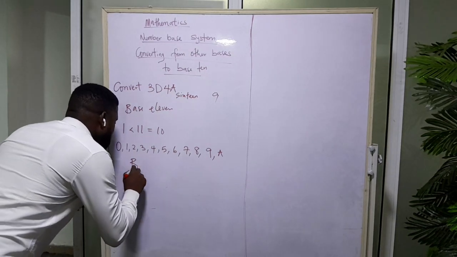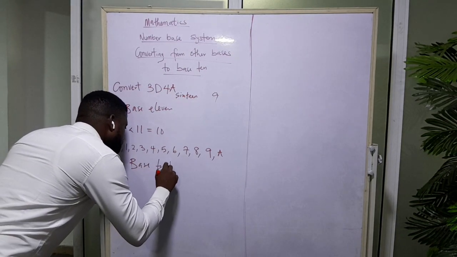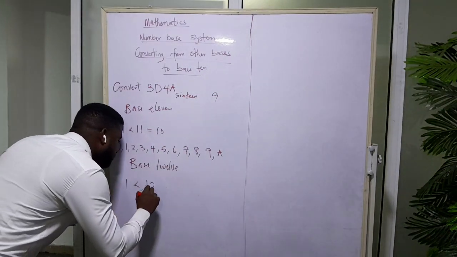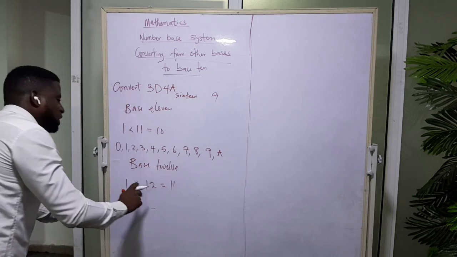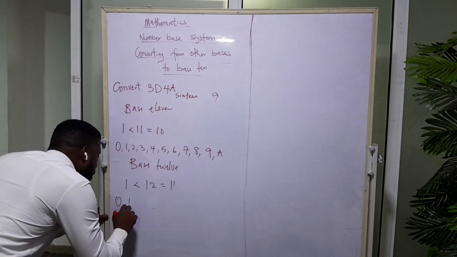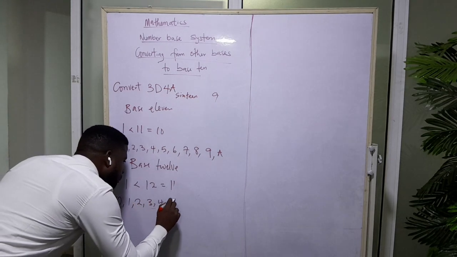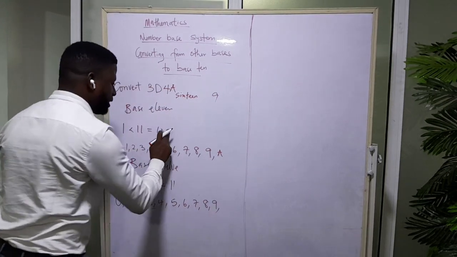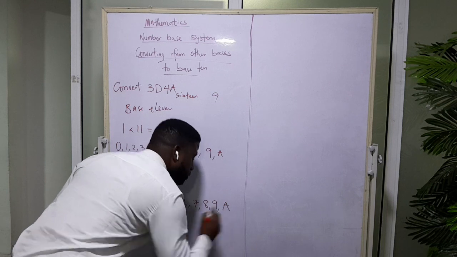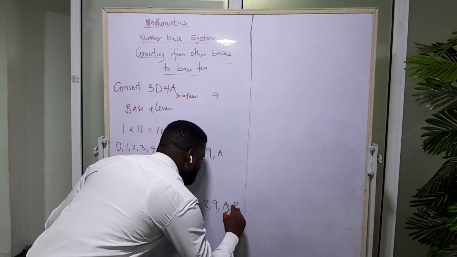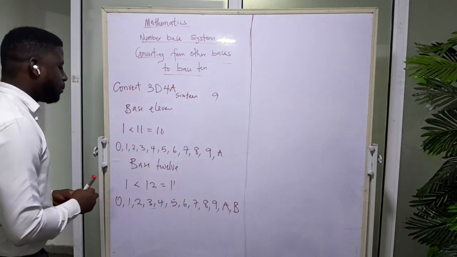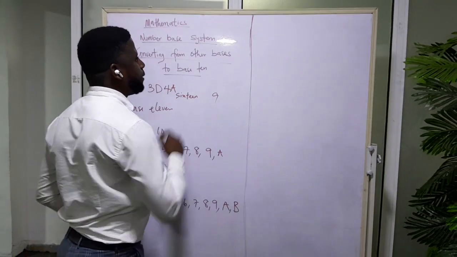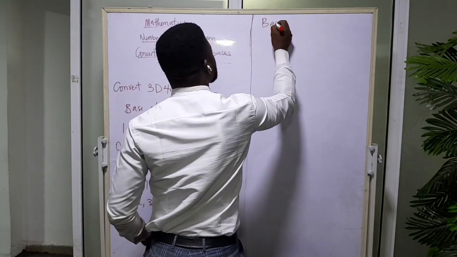The same thing applies if we have base 12. The greatest number you can find in base 12 is 1 less than 12, which is 11. So if we list the primary numbers of base 12, we have 0, 1, 2, 3, 4, 5, 6, 7, 8, 9. When you get to 10, instead of writing 10, we have A, which represents 10, and of course 11, B, which represents 11. So the primary numbers in base 12 will be 0, 1, 2, 3, 4, 5, 6, 7, 8, 9, A, B.